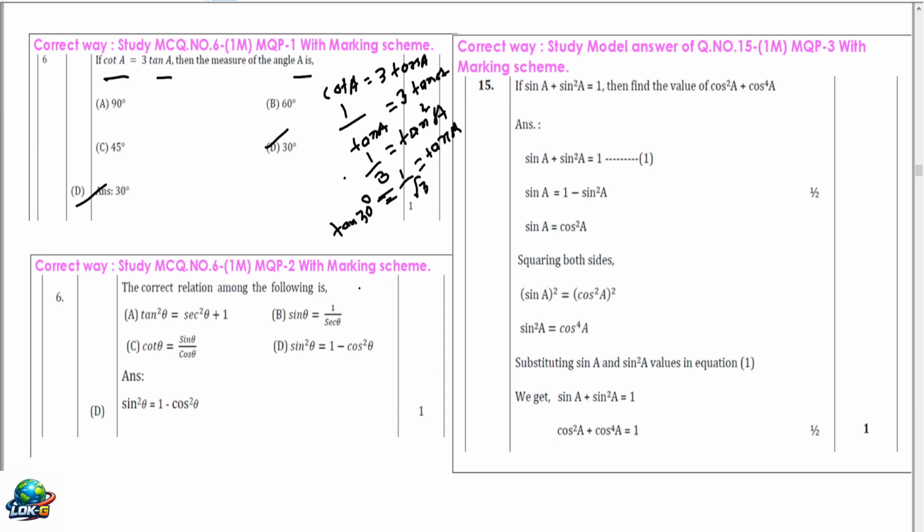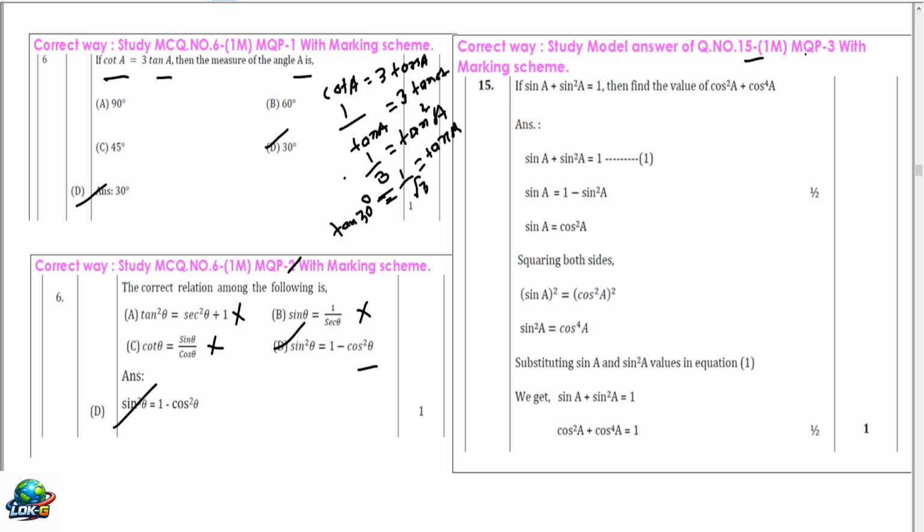Solve it. Model question number 2, we'll see the question. The correct relation among the following: tan square theta is equal to sec square theta minus 1. Is it correct? No. Tan square theta is equal to sec square theta minus 1. First one is wrong. Sin theta is equal to 1 upon sec theta is wrong, because sin theta is equal to 1 upon cosec theta. Cot theta is equal to sin theta upon cos theta is wrong. When 3 are wrong, the fourth one should be correct. Logically, sin square theta is equal to 1 minus cos square theta. Correct answer, you will get 1 mark.